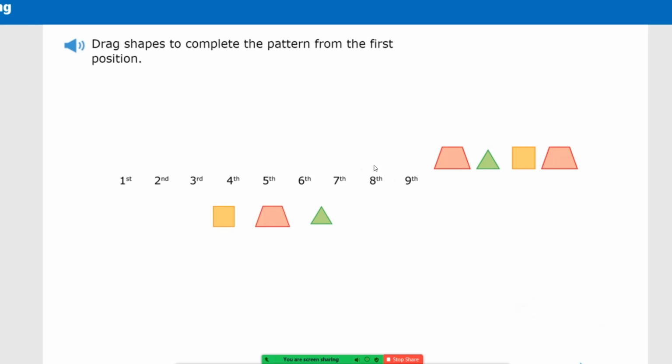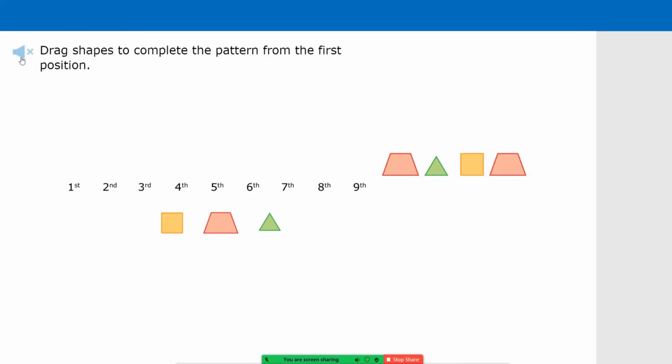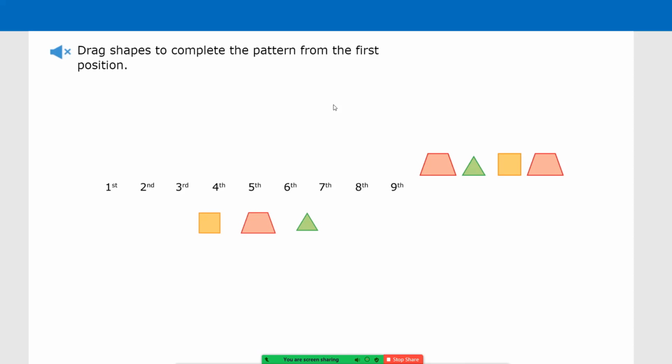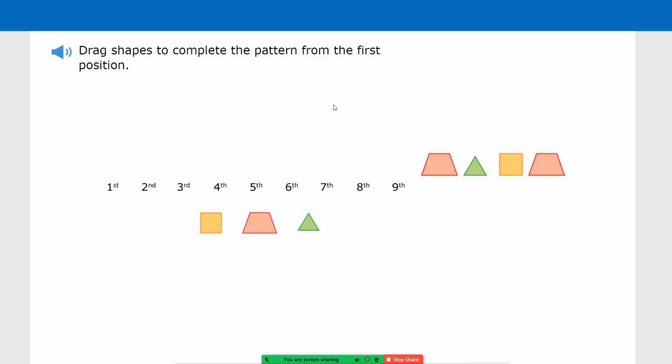All right, so let's go ahead and figure this out. Drag shapes to complete the pattern from the first position. So let's see, if this is our pattern, we're going to put our shapes in there one at a time. That's the first shape, the second shape, the third shape, and then it repeats: 4, 5, 6, 7, 8, and 9.